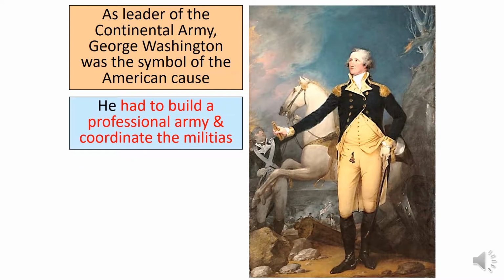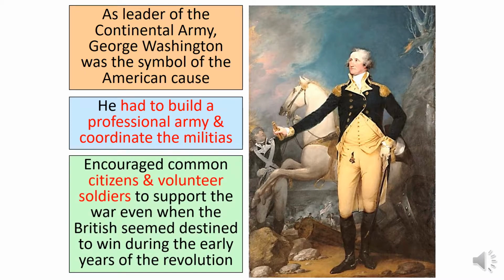Right, so he had to build a professional army and coordinate the militias out of nothing. This wasn't an army that was already set up. They hadn't been trained. He had to build them out of nothing. And he's going to encourage common citizens and volunteer soldiers to support the war, even when Britain seemed destined to win during the early years of the Revolution. So George Washington is going to fight an uphill battle during the entire American Revolution.